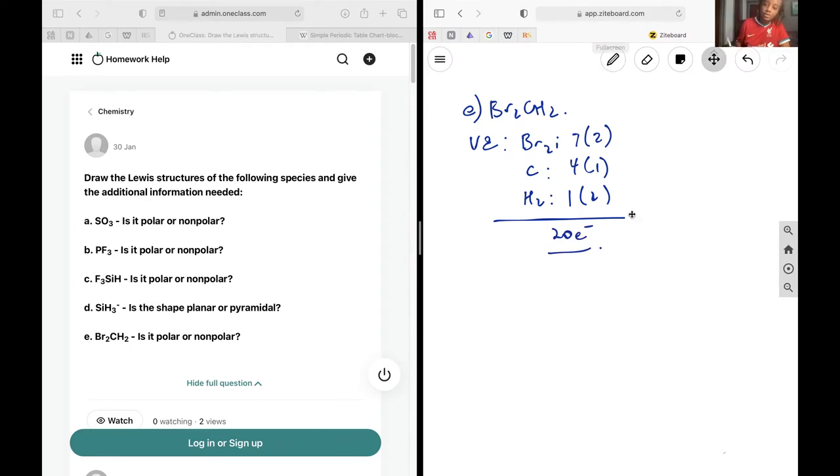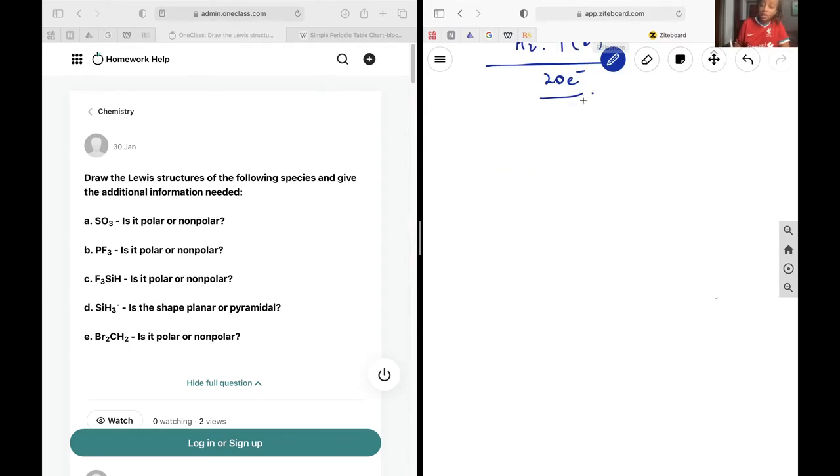Okay, now choose my central atom. Carbon can make the most bonds, so I'll have carbon in the middle, and I'll just have 4 bonds attached to it, and arrange my atoms in any way I like. I can put the 2 bromines next to each other. You'll see that it doesn't matter. There's still going to be a lack of symmetry in the dipole moments because of their magnitudes, and so I'll just go with this one for now.